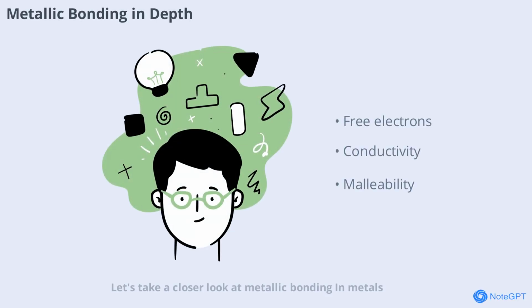Let's take a closer look at metallic bonding. In metals, the outer electrons are not tied to any one atom. Instead, they move freely throughout the entire structure, creating a flexible and conductive material. This is why metals can be hammered into sheets or drawn into wires without breaking. The free movement of electrons also explains why metals are shiny and good conductors of electricity and heat. Metallic bonding is what gives metals their unique set of properties.